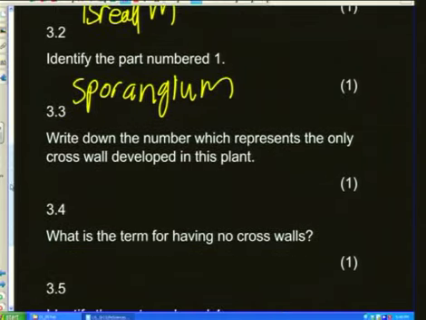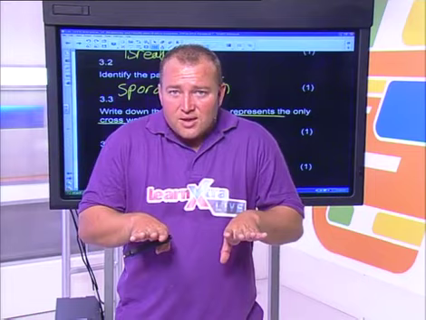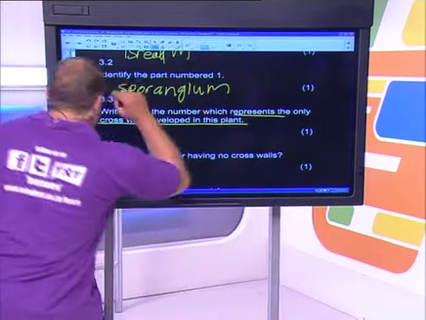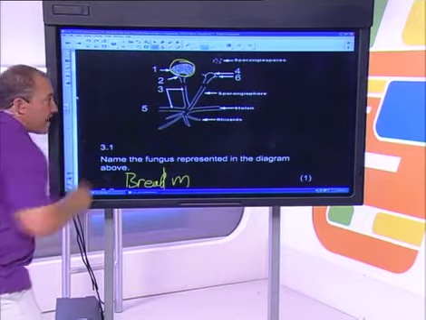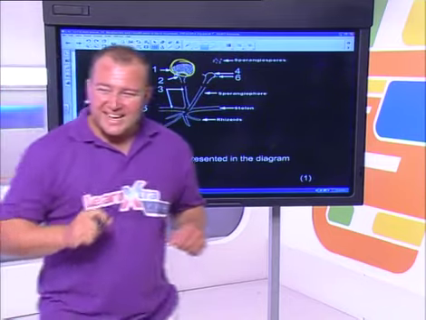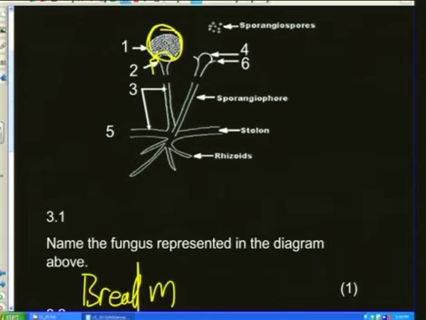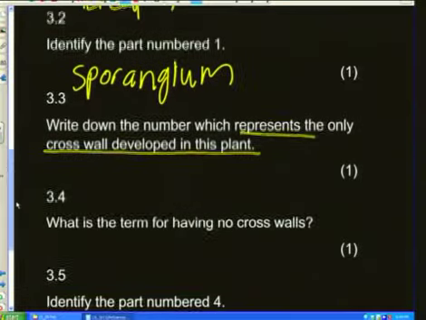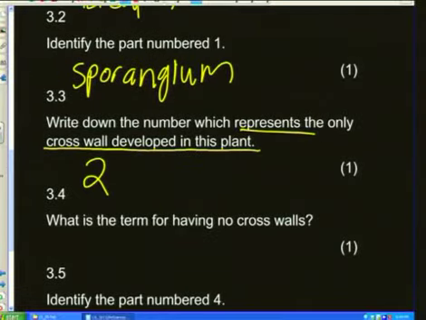Next one. Write down the number which represents only cross-wall development in the plant. Wait a minute. Cross-wall. What is a cross wall? Okay, it means there is a wall between them. That is very simple. Remember, this is your sporangium. The cross wall section is exactly at this part. It's the only piece that has got a cross-walled system. If we bring it back to the bottom here, it is number two. Easy, simple.